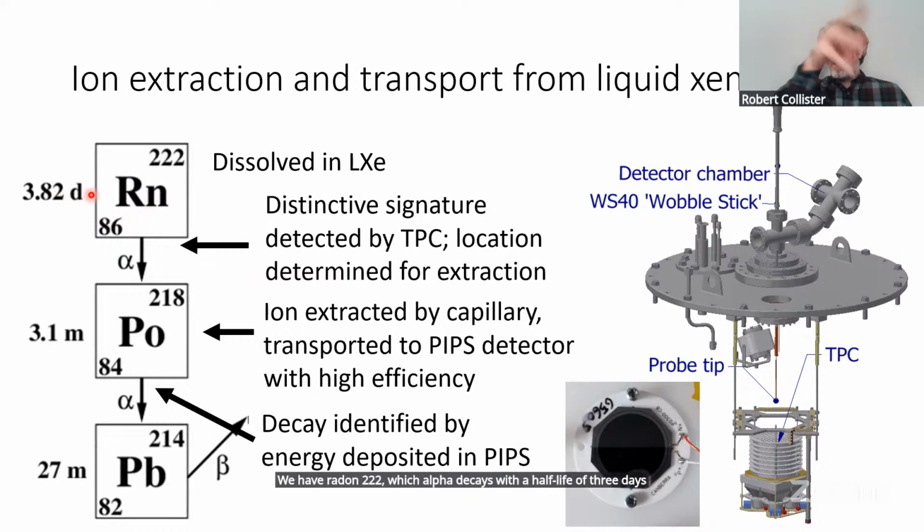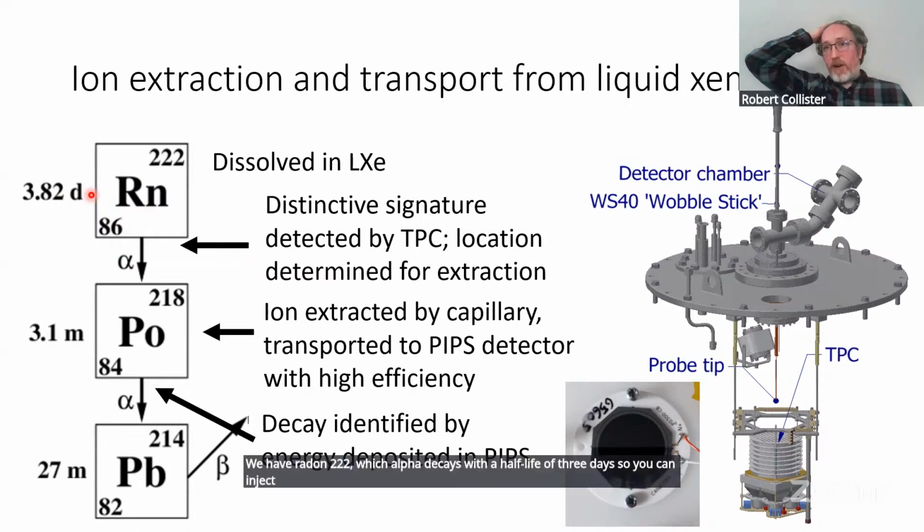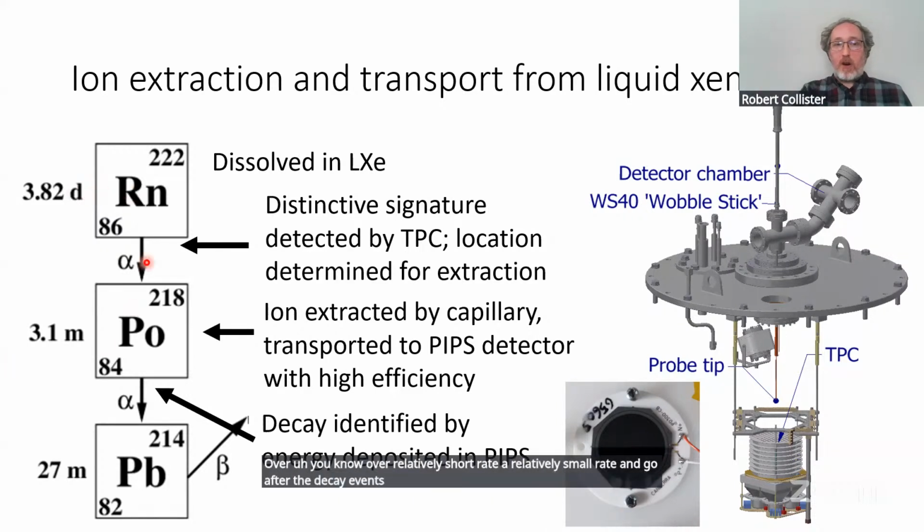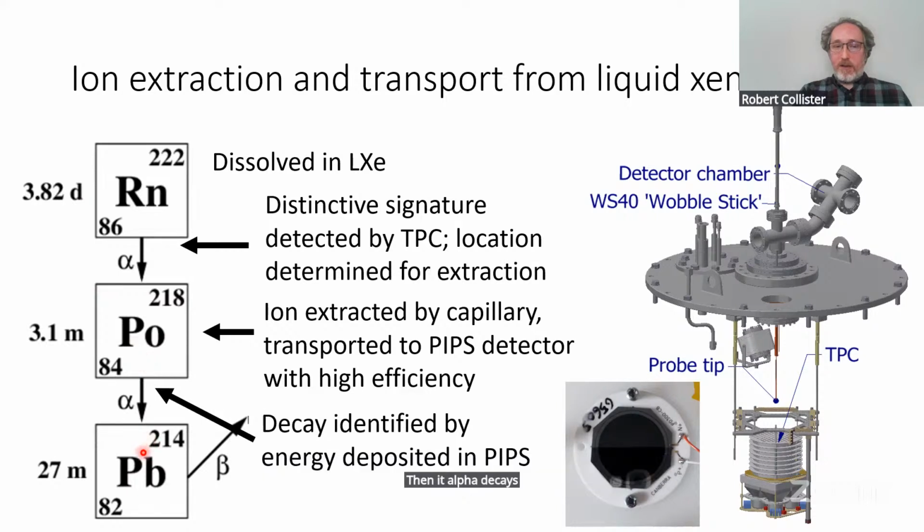So you can inject a bunch of radon into your TPC chamber, and then as those decays happen at a relatively small rate, go after the decay events of those ones. The daughter of that decay is polonium-218, which has a half-life of 3 minutes. Then it alpha decays down to lead-214.